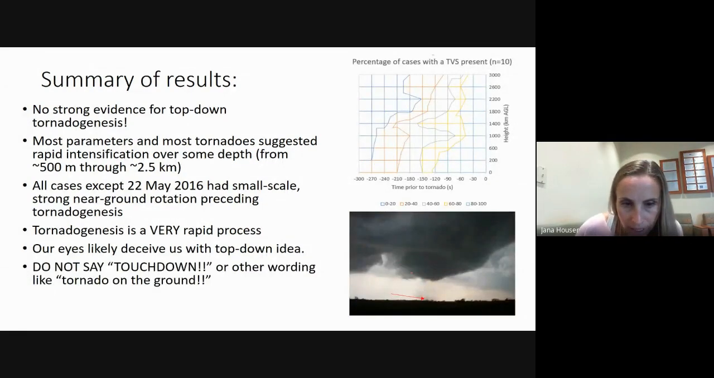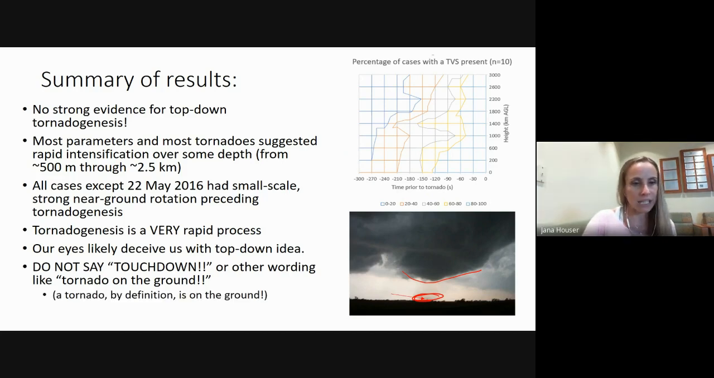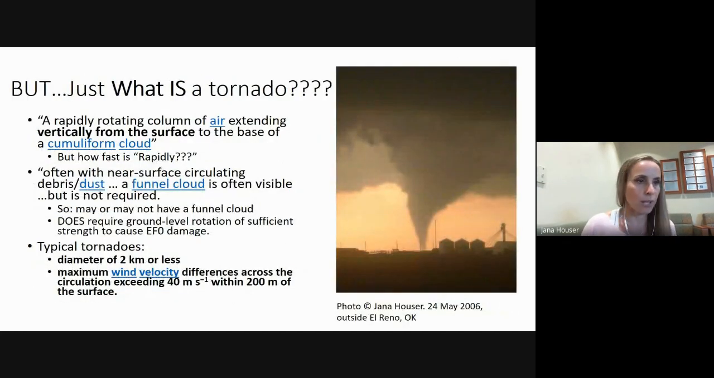Yeah, if we look at this picture here, we have a nice little bowl-shaped wall cloud, and you wouldn't necessarily look at that and think there's a tornado, and yet we do see ground-based debris. So our eyes are not necessarily telling us the true story.